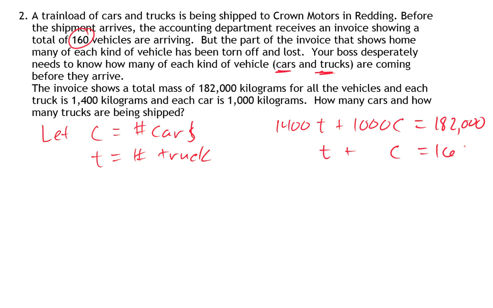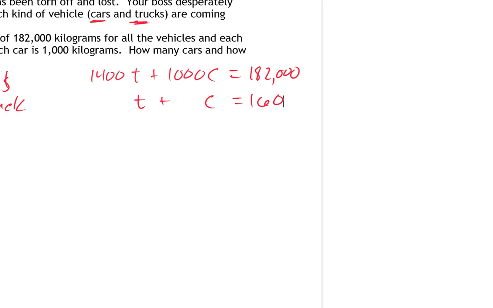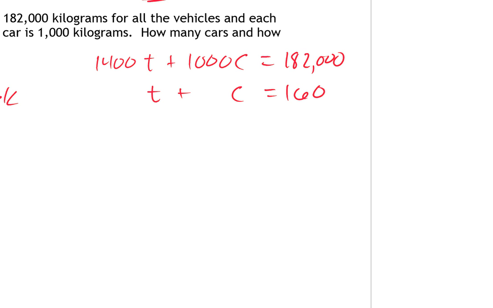So in order to get this to eliminate, which variable did you eliminate? We try to eliminate T. So we multiply the second equation by negative 1,000.